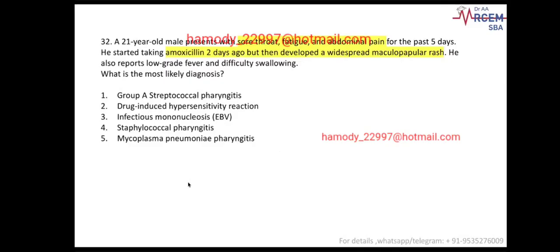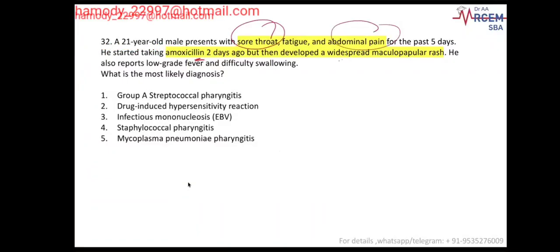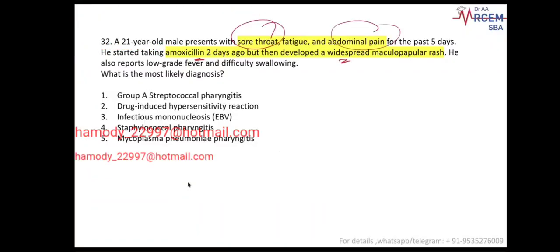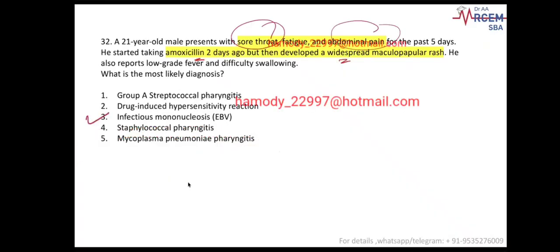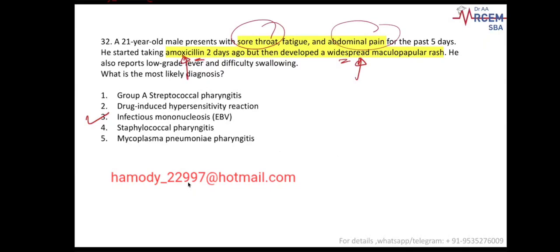Sore throat, fatigue, abdominal pain. Sore throat and abdominal pain, EBV infection. Amoxicillin given but developed a widespread maculopapular rash. What's the most likely diagnosis? Infectious mononucleosis. This rash is commonly seen in EBV infections whenever you give amoxicillin.